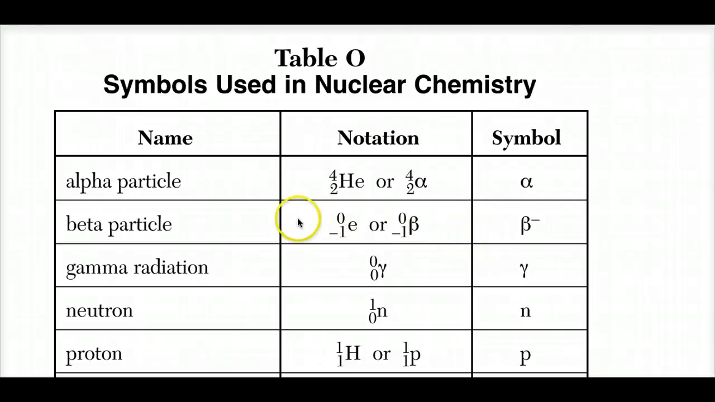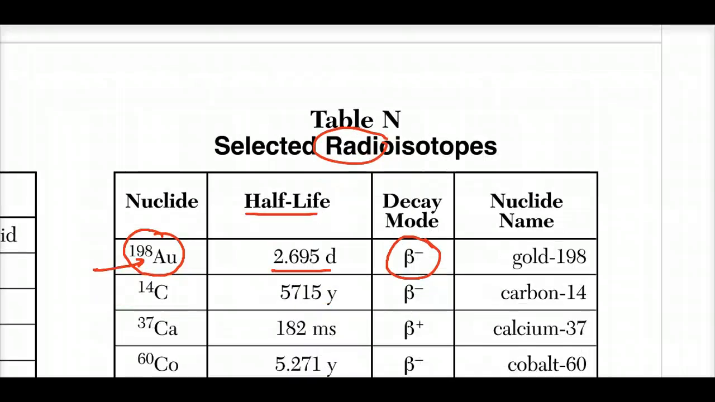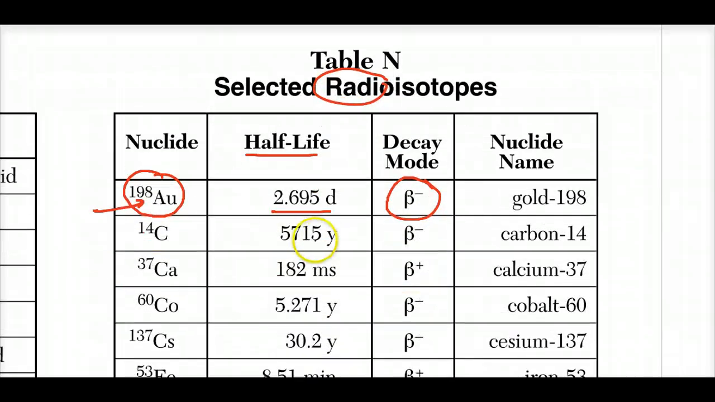And they tell you its mass. Mass number is up top, charge number is on the bottom. Notice this guy has less mass than an alpha particle. But to figure out what these symbols mean, Table O is your friend there. Getting back to Table N, we have our half-lives.